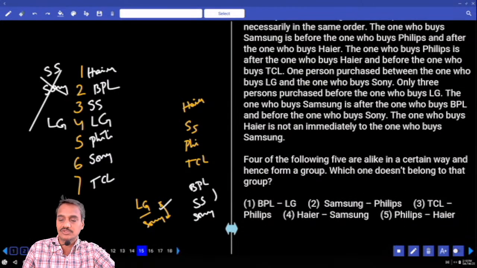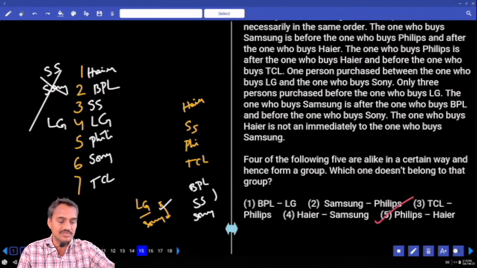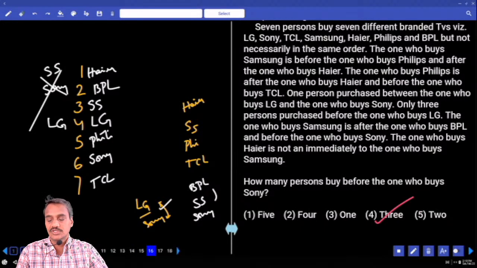Next, the 15th one, four out of the following is nothing but an odd man out. BPL and LG, there is exactly 1 person. Samsung and Philips, exactly 1. TCL and Philips, exactly 1. Haier and Samsung, exactly 1. Philips and Haier, there are exactly 3 people. Then what is the odd one here? Choice 5 is the odd one, question number 15.